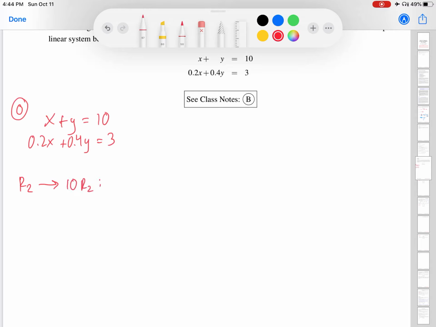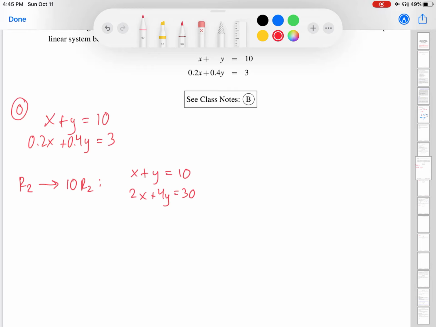Okay, and that's going to give me, I did not change the first equation, right? And then if I multiply 0.2 times 10, I just get 2. If I multiply 0.4 times 10, I get 4. And if I multiply 3 times 10, I get 30. Great. So that just makes my life a little easier. I'm not dealing with decimals anymore, so that's nice.